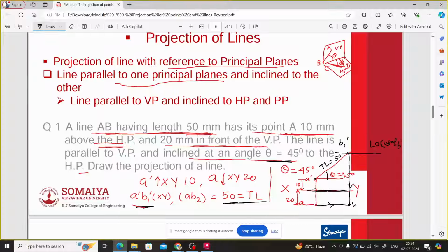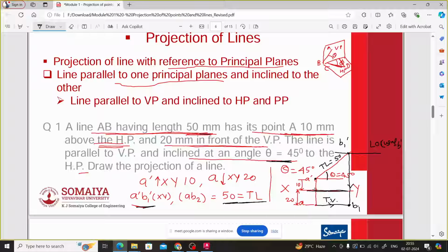So this point we will call it b1. So b1 dash, located below xy dash, will get removed, so this point is b1. Now, this will be the top view in our case.